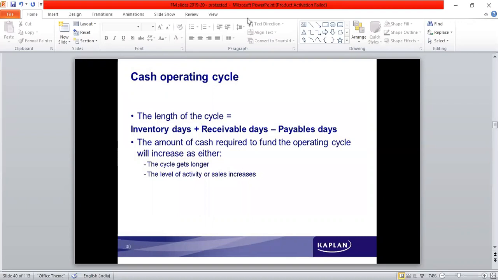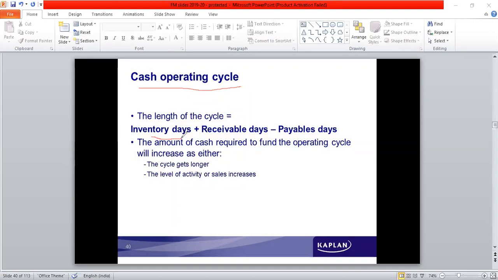So what is cash operating cycle? Cash operating cycle in terms of period, the equation can be recorded as the inventory days. How long does it take for the inventory to get converted into finished goods? So inventory days: how long is the stock held by the business, from the day the material is received until the material is converted back into finished goods? What is the time duration? How long is the inventory held with the business?